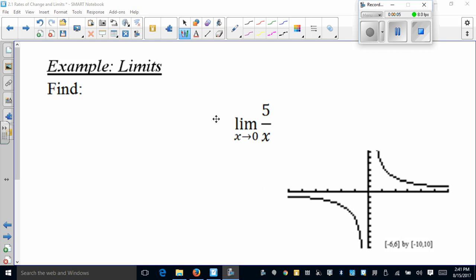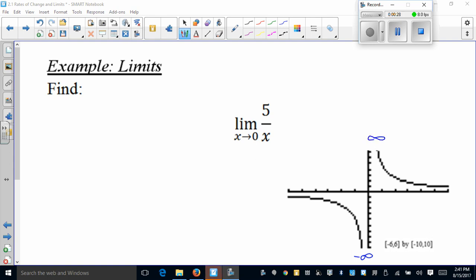So we have a graph over here, and we can see on the graph that as x approaches 0, if we're coming from this side, it's going down, which means it's going to negative infinity. And if it's going this way, it's going to positive infinity, which means the limit does not exist.